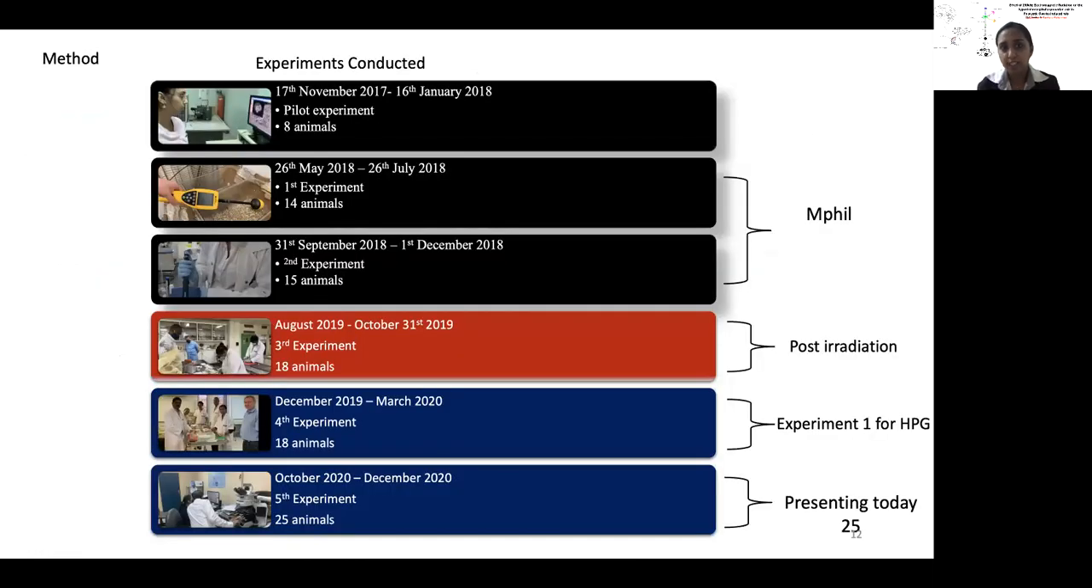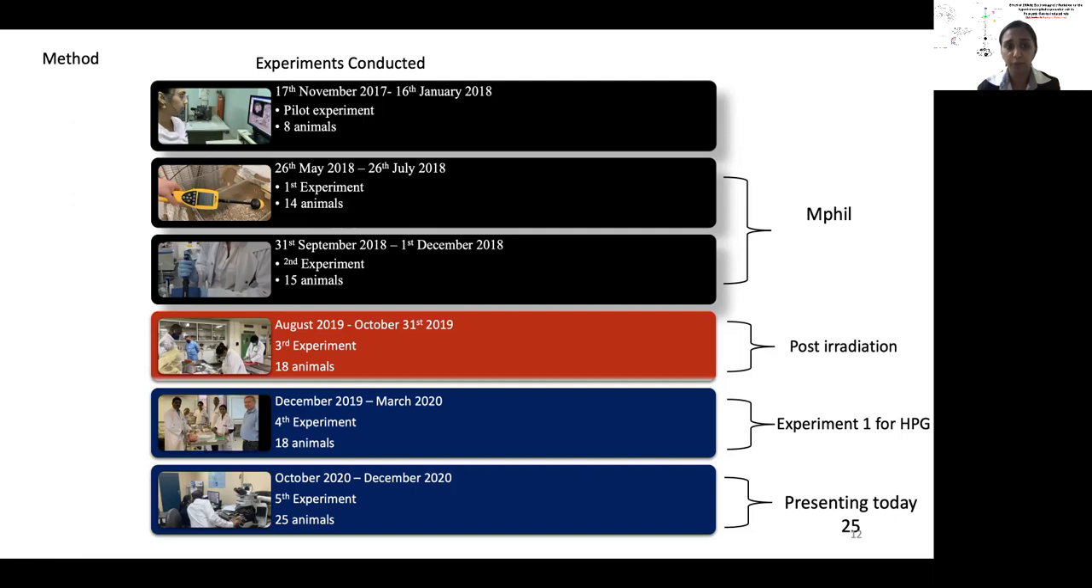So from that, we decided, okay, we needed to conduct a series of experiments. So these were the experiments that we conducted. This was at the MPhil level, which will have been presented before. And this is the post-irradiation that we did. We observed that in the post-irradiation, which is when you remove the electromagnetic radiation, the cystic development was reoccurring, right? We also conducted an experiment for the HPG axis, and when we conducted this, we were able to see some changes at the histological level.